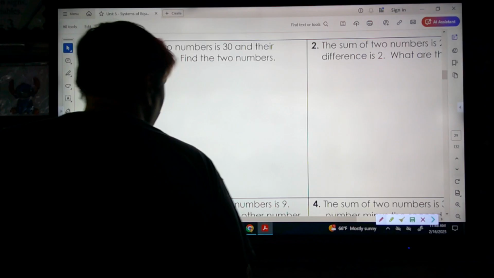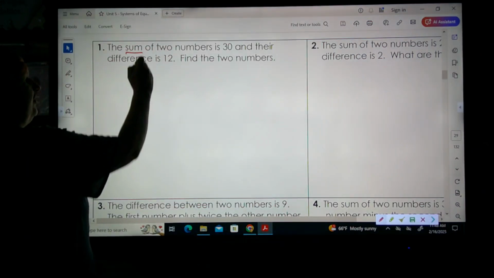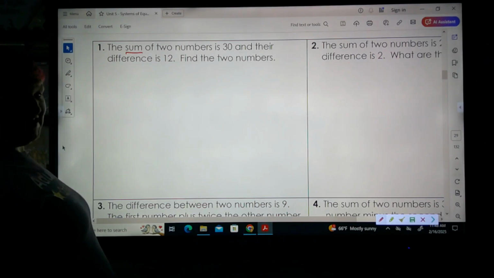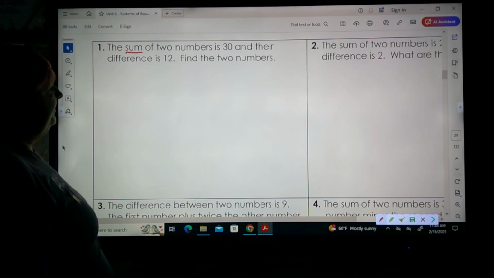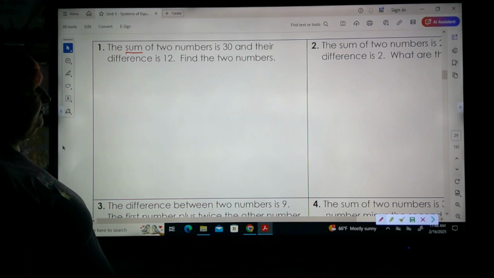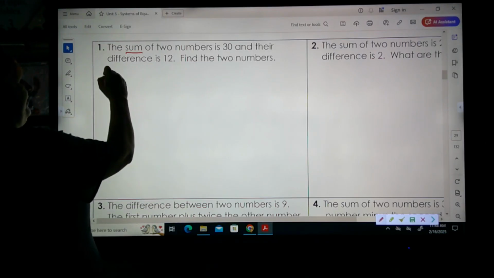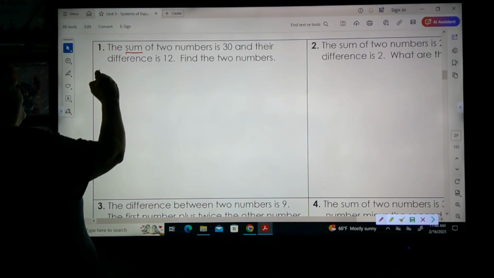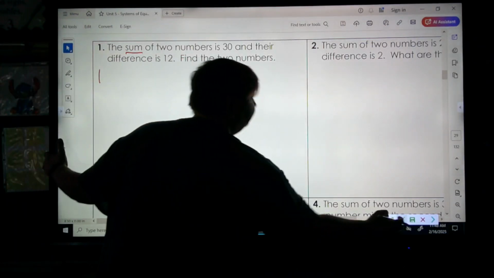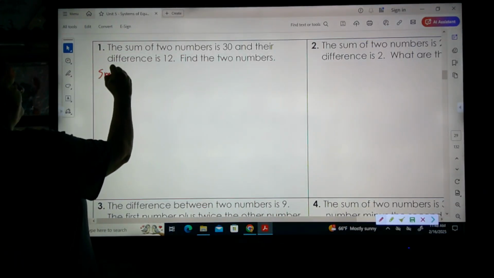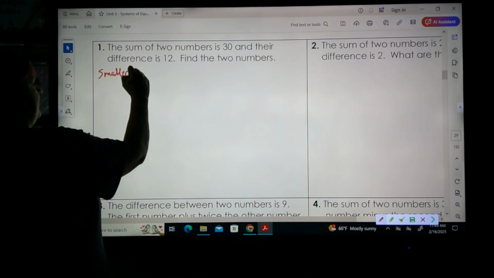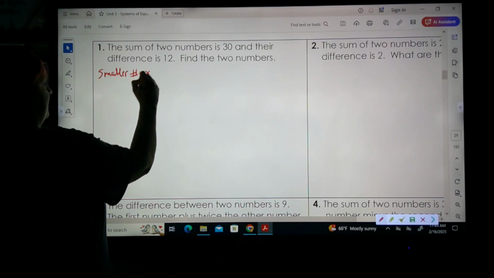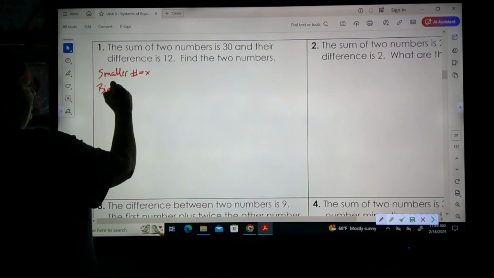All right, the sum, there's your key word, we're adding, sum is add, of two numbers is 30, and their difference is 12. Find the two numbers. So the sum of two numbers is 30, and the difference is 12. Remember, define your variables first. Let's say the smaller number is x, and the bigger number is y.